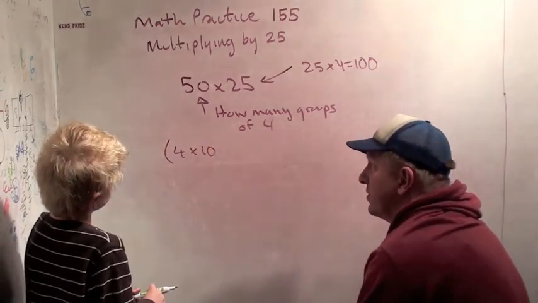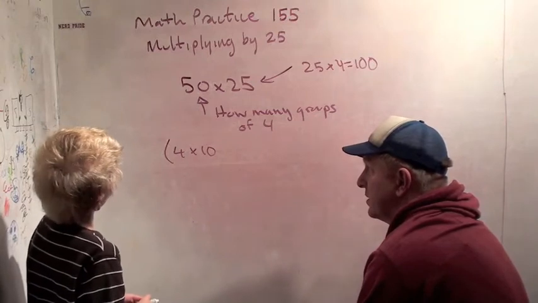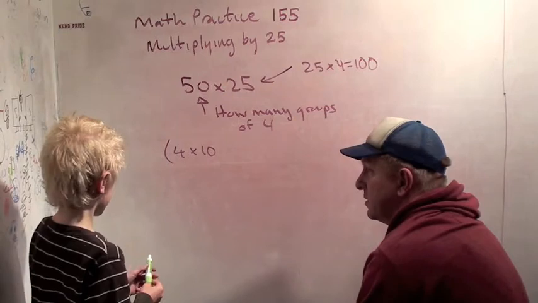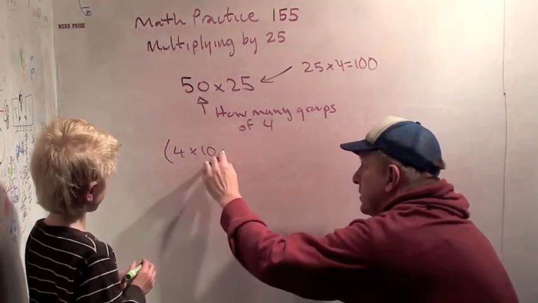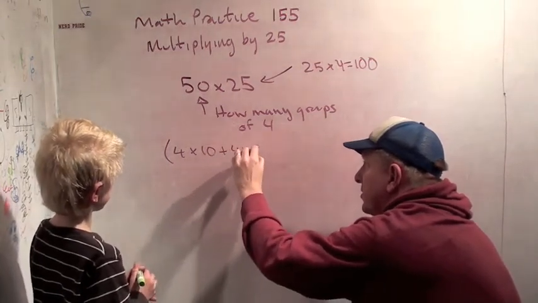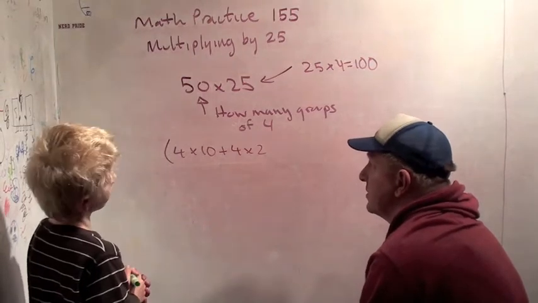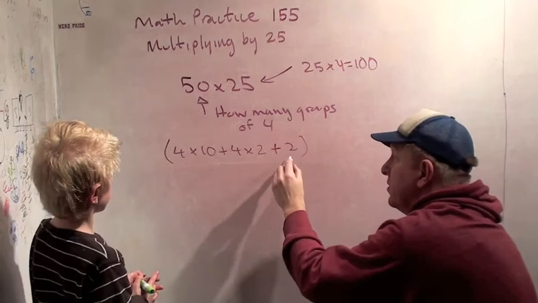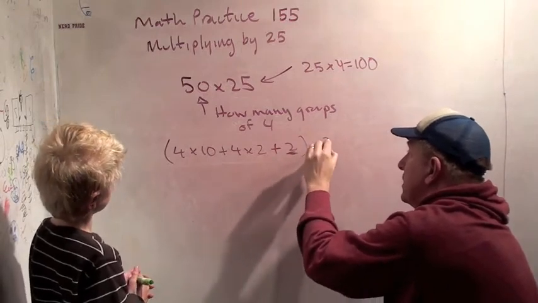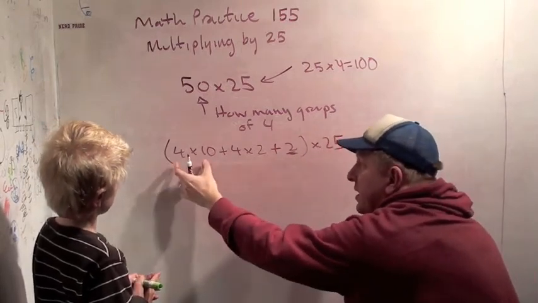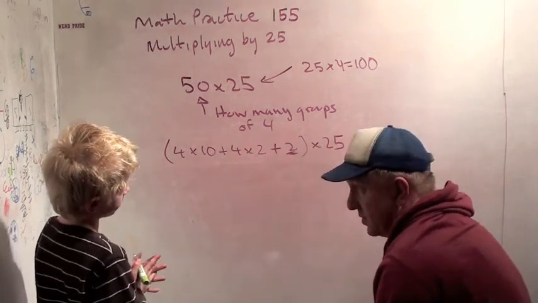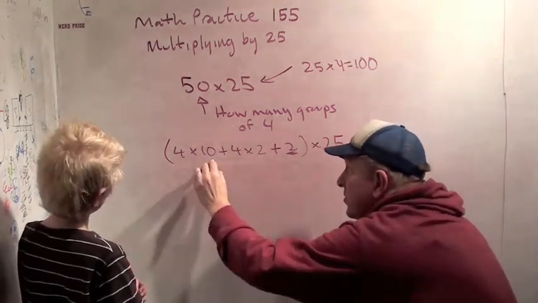Now how many more 4s do we need to get to 50? Well, the closest we can get is 2 more 4s. That gets us to 48. That's 4 times 2. And then how much do we have left over? 2. It's not a multiple of 4, but that's fine. We have 2 left over times 25. Okay, so we know we had 10 4s, and then 2 more 4s, and then just 2. So let's do our multiplying.